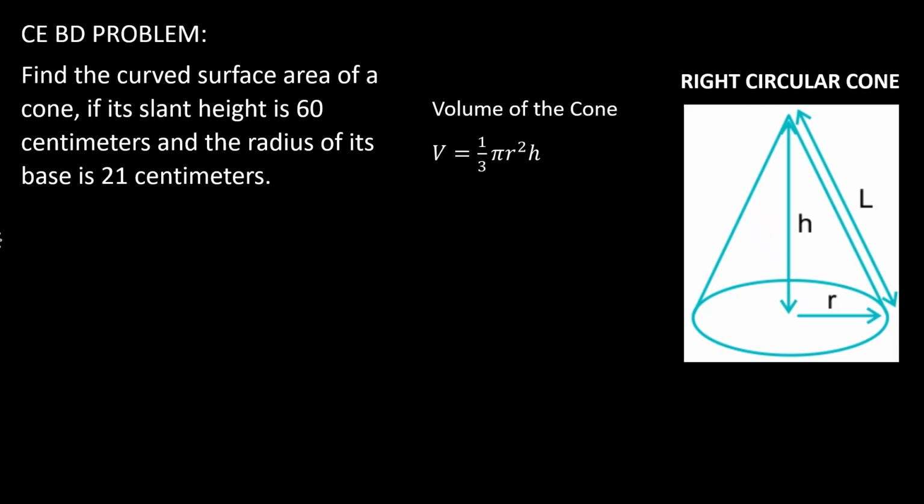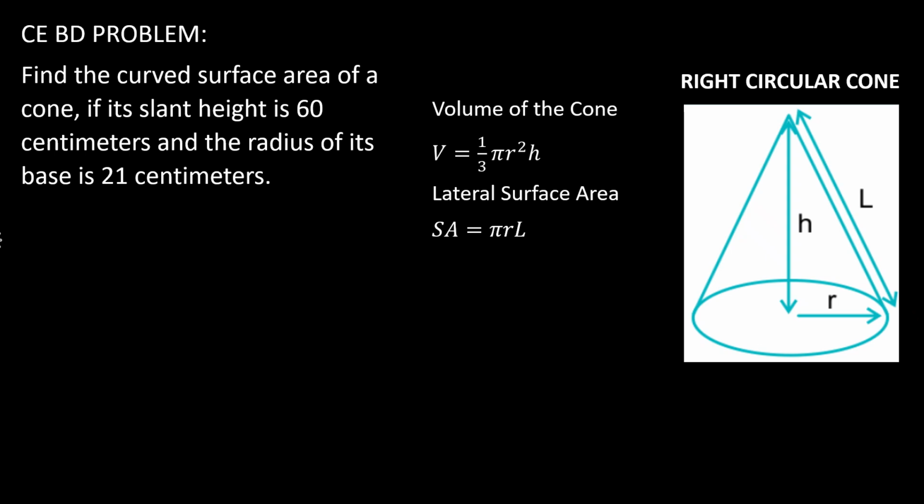The volume of a right circular cone is equal to 1/3 times pi times r squared times h as the height. Coming up next, if we intend to solve for the lateral surface area of the right circular cone, the lateral surface area is equal to pi times the radius times the slant height, or pi rL.